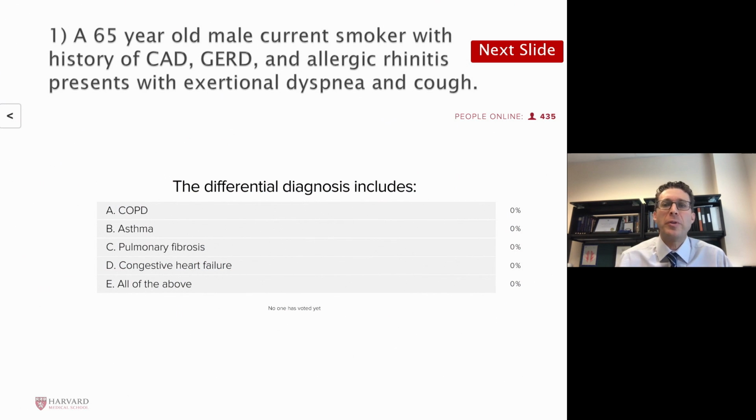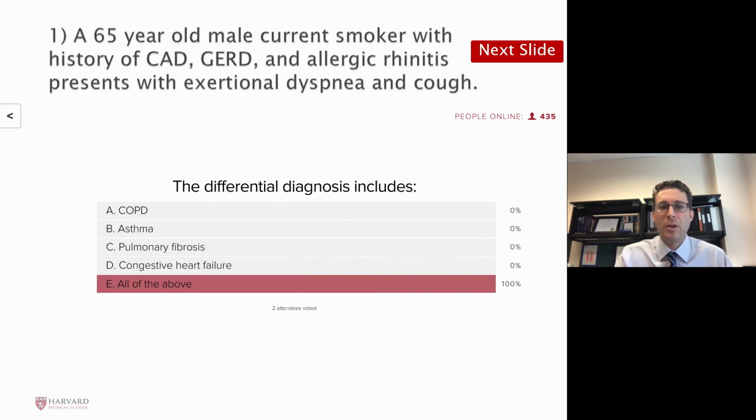So here are our board review questions. A 65-year-old male, current smoker with a history of coronary artery disease, gastroesophageal reflux disease, and allergic rhinitis presents with exertional dyspnea and cough. Differential diagnosis includes COPD, asthma, pulmonary fibrosis, congestive heart failure, or all of the above. So I'll give you a few minutes to vote.